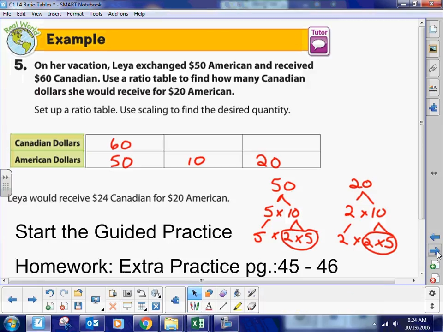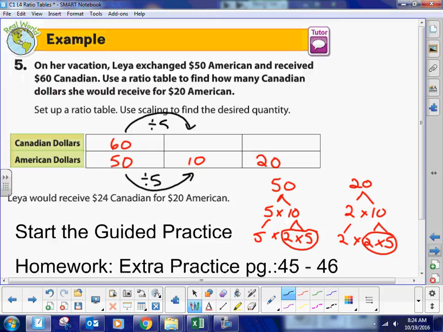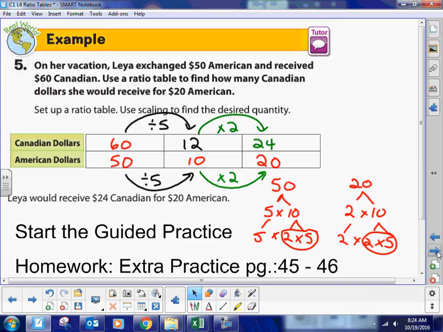How do you get 50 to look like 10? Well, you just divide by 5, right? Whatever you do to one, do to the other. So here we're going to divide by 5. 60 divided by 5 is 12. Do the work if you don't know it. Then we get 10 to look like 20 by multiplying by 2. Whatever you do to the bottom, do to the top. 24. So you get 24 Canadian dollars at this time for 10 American dollars whenever this was written. I'm sure that's not true anymore.